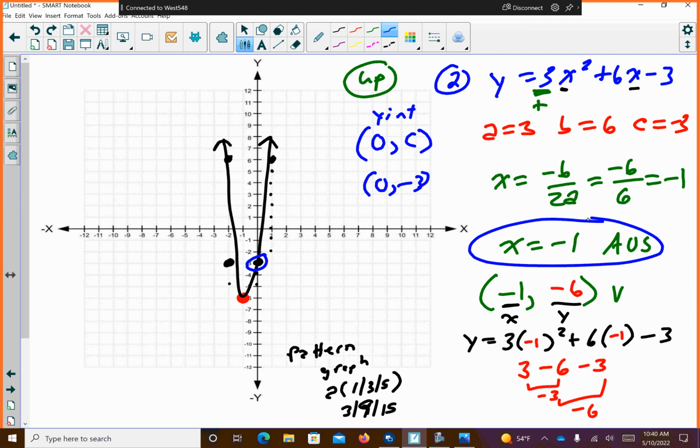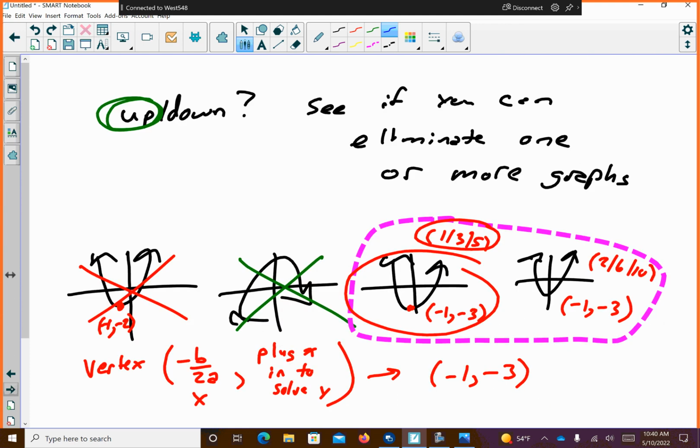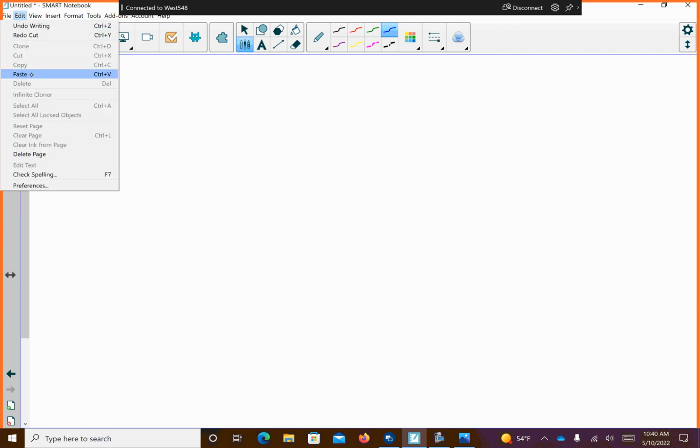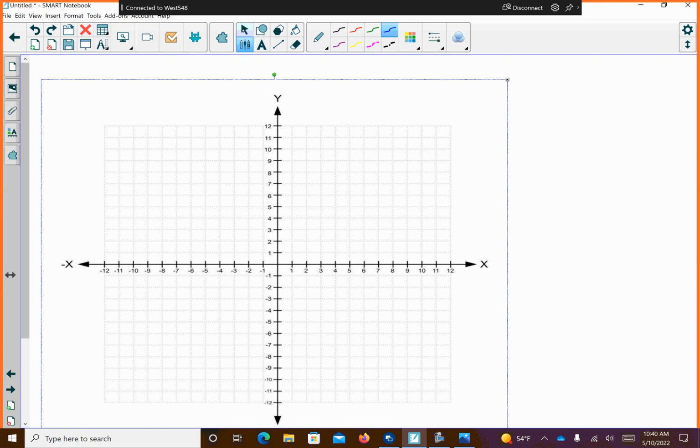Can I go to number 4? All right, let's see if my graph worked out. I like it.